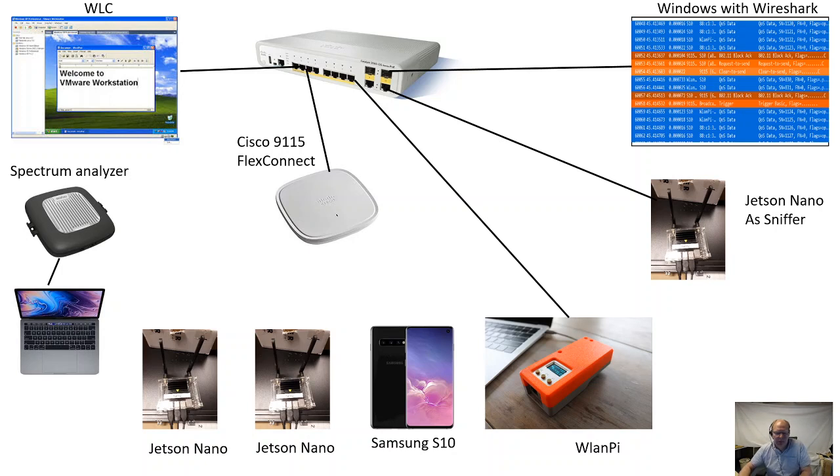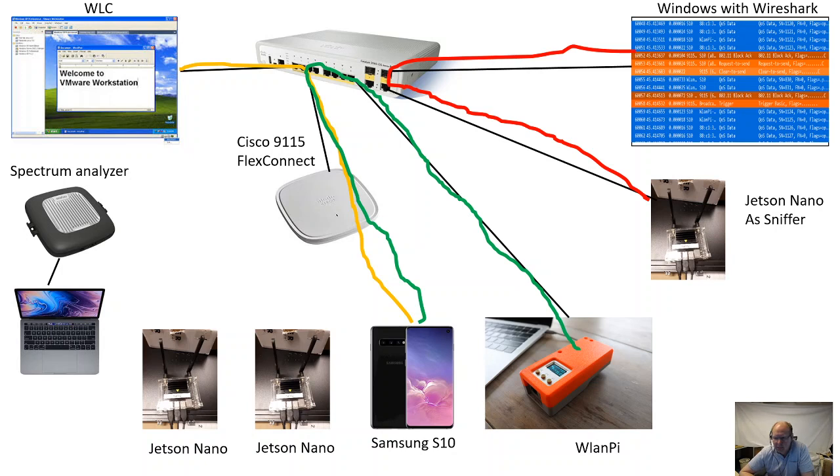Since the AP is in FlexConnect mode, all the control and management traffic goes through the AP to the controller. The data traffic goes through the AP to the speed test server on the VLAN Pi, and the captured data from the Jetson is sent back to my Windows client.